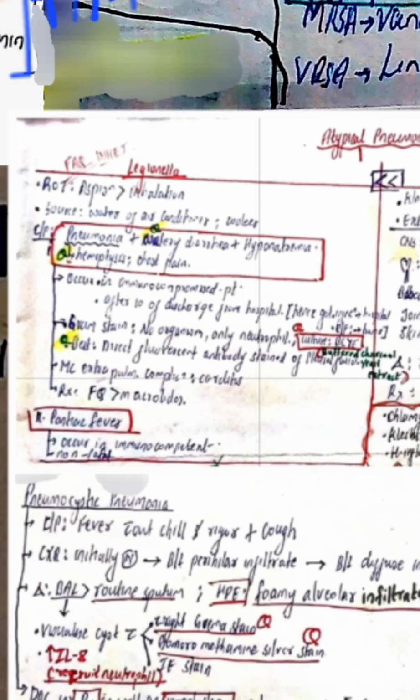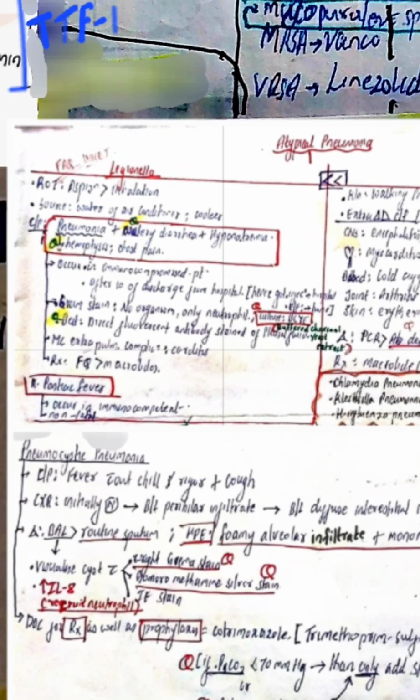The most common extrapulmonary complication is carditis. Treatment will generally be macrolides, but here we prefer fluoroquinolone. Okay, Legionella also causes one disease called Pontiac fever, but Pontiac fever occurs in immunocompetent patients. Okay, immunocompetent patients, and it's non-fatal.